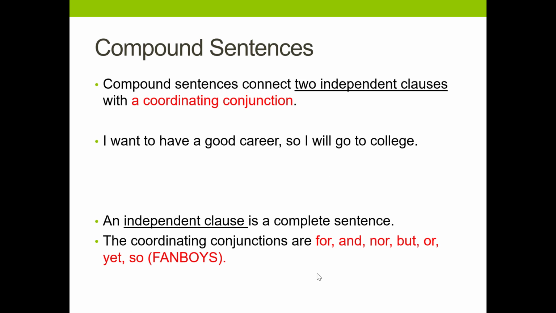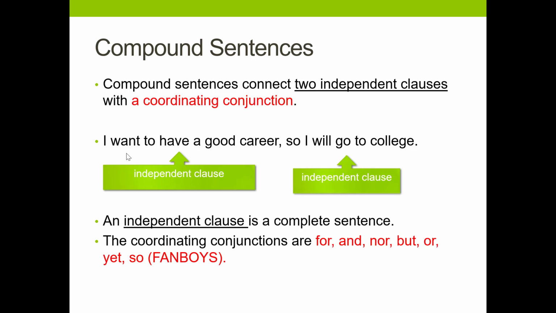Now let's talk about compound sentences. Compound sentences connect two independent clauses with a coordinating conjunction. Here's an example. I want to have a good career, so I will go to college. We have two complete sentences, two independent clauses, and we have a coordinating conjunction in the middle, and there's a comma.